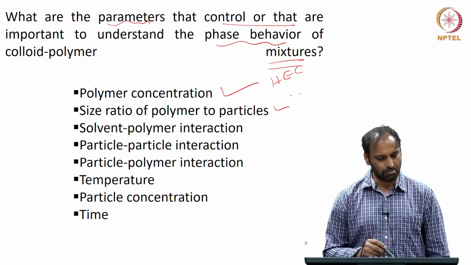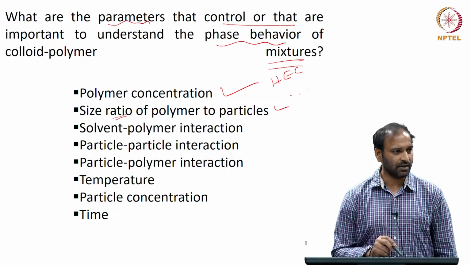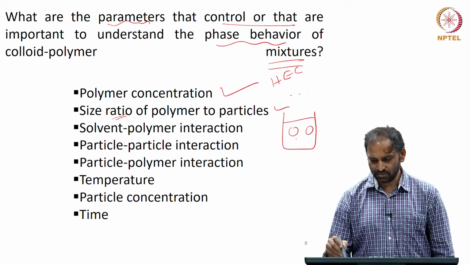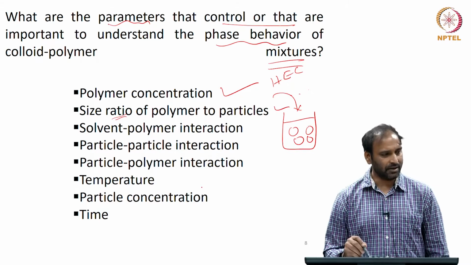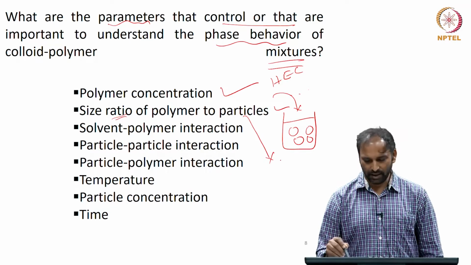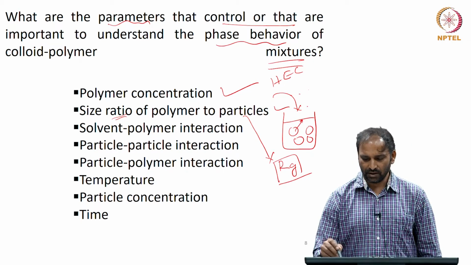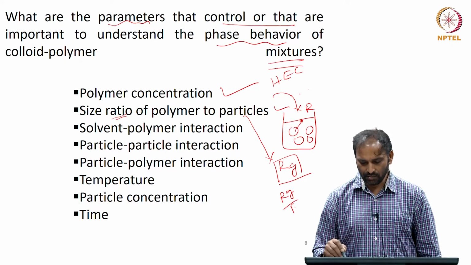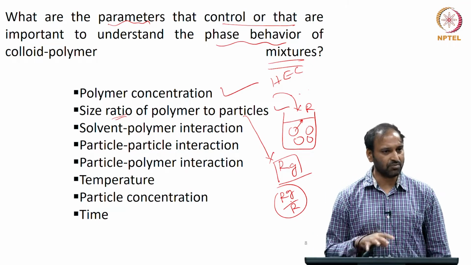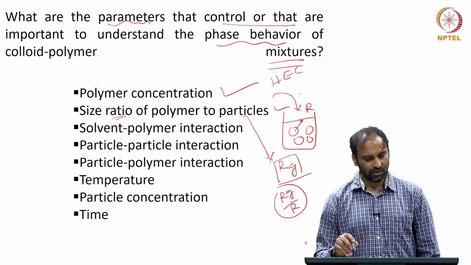The second parameter that would become important is the size ratio of polymer to the particle. What I mean by that is I could have particles in a dispersion. When I add polymer to it, typically people characterize the size of the polymer by a quantity called Rg, the radius of gyration of the polymer. If R is the size of the particle, your Rg by R becomes an important factor. So, whether Rg by R is very small or very large, the size ratio of the polymer to the particles becomes important.